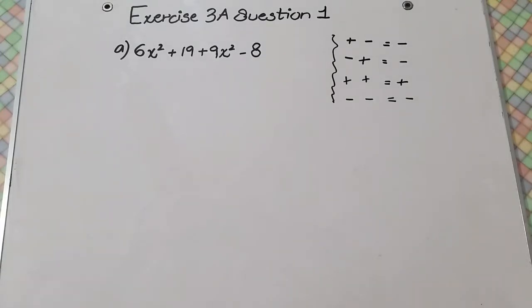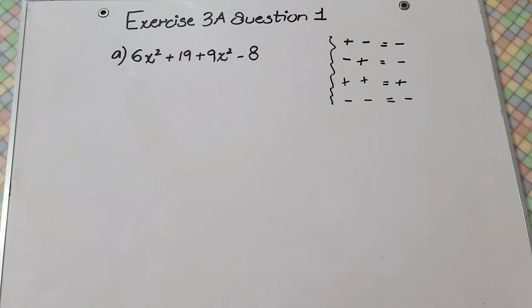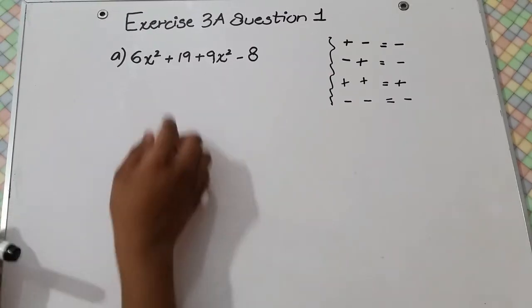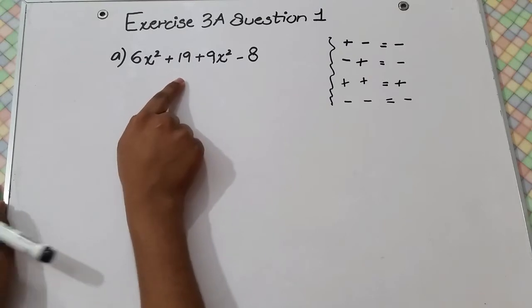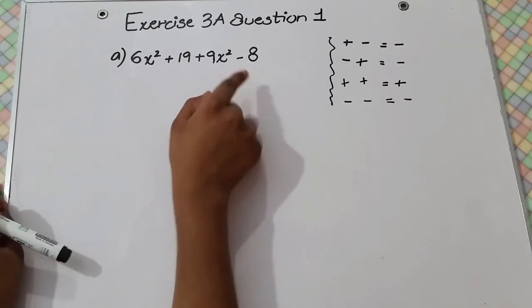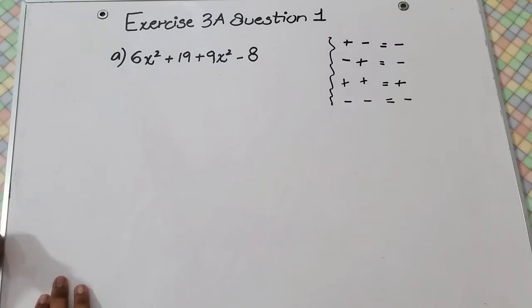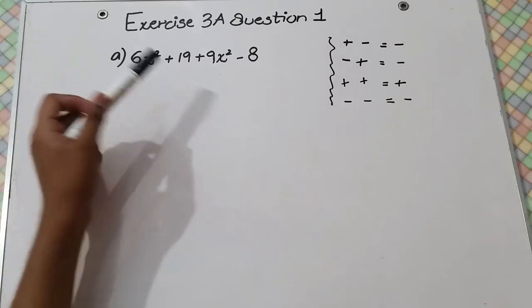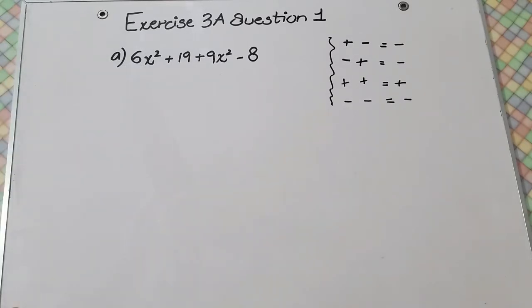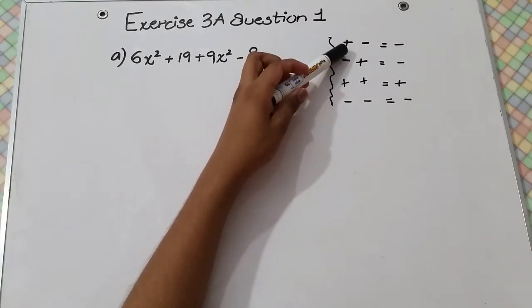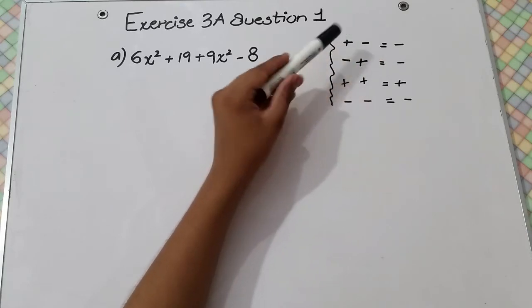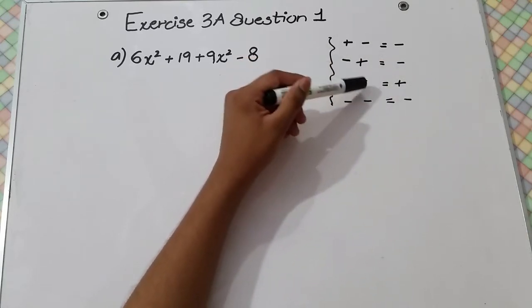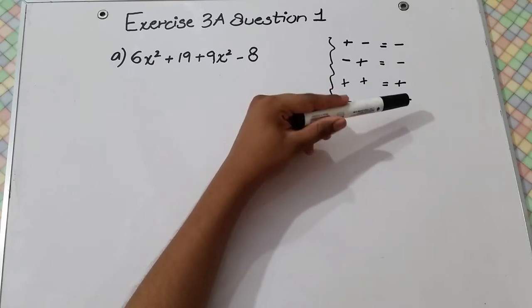So let's start with solving exercise 3a question number 1 of book 2. We are having the first question, that is 6x square plus 19 plus 9x square minus 8. Before solving this question, we are going to just revise the minus plus formulas that we are having when we are using integers and decimals, or when we are using algebraic expressions. When we are solving these questions, we need to memorize these terms, like plus minus is minus, then minus plus is minus, plus plus is plus, minus minus is minus.